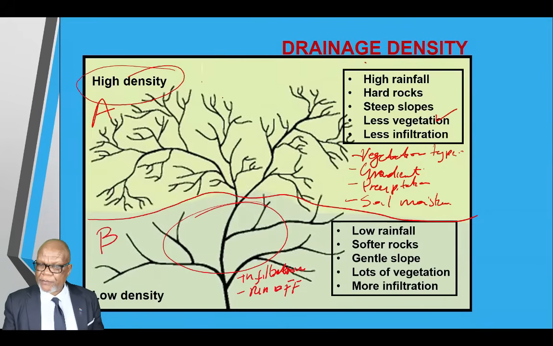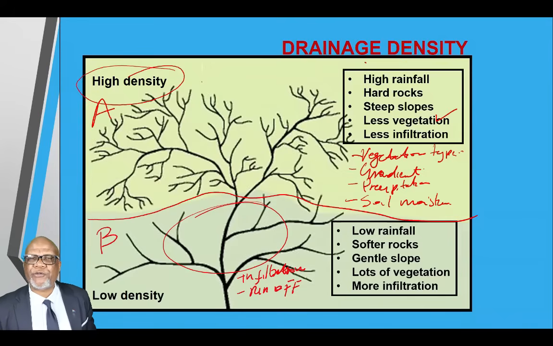Okay, so these are the factors that are going to be influencing the drainage density at A and B. So you must be able to explain how drainage density is affected by a number of factors, because the question could come as a scenario question saying, how did vegetation influence density at A? Or how did gradient influence density at B?